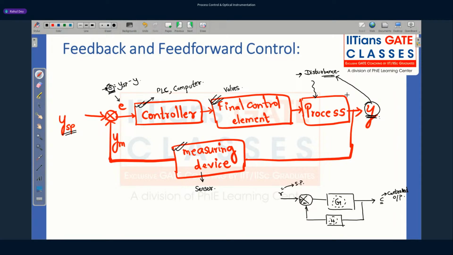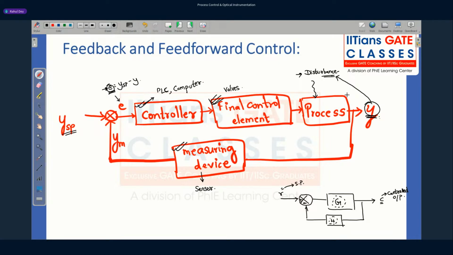Suppose you are preparing some finished good, a very costly good, or suppose your process plant is preparing medicines, where a very small change in the composition of the medicine can affect the quality or potency of the medicine. So do you want any particular disturbance to affect the process? Do you want that? You will not be wanting that.